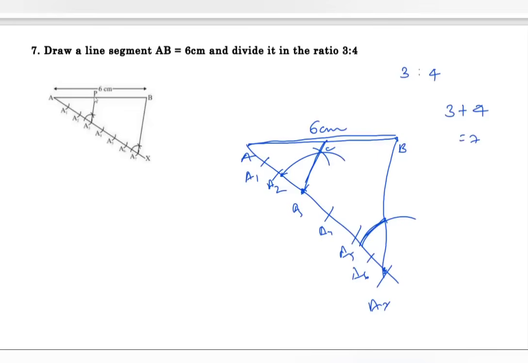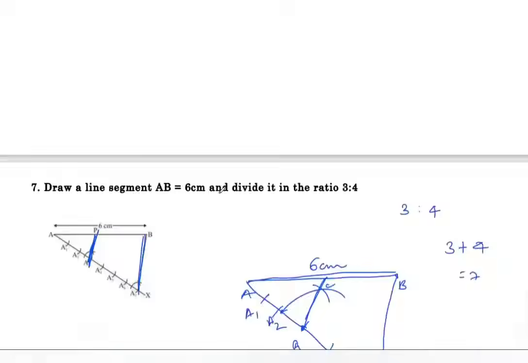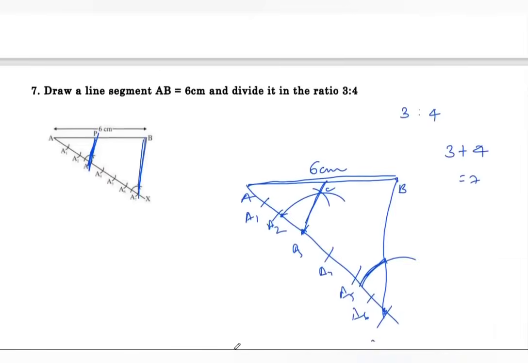Students, these lines should be parallel. In the case of construction of a triangle also, you can check that the lines will always be parallel. If the lines are not parallel, that means you have made a mistake.